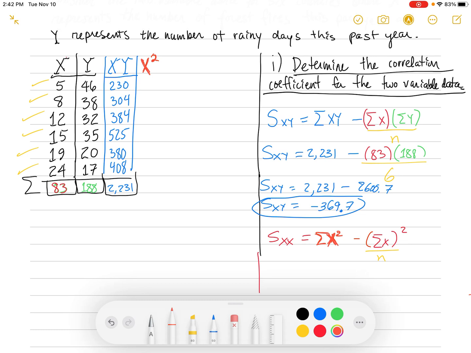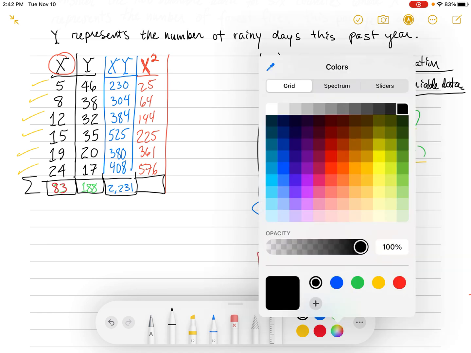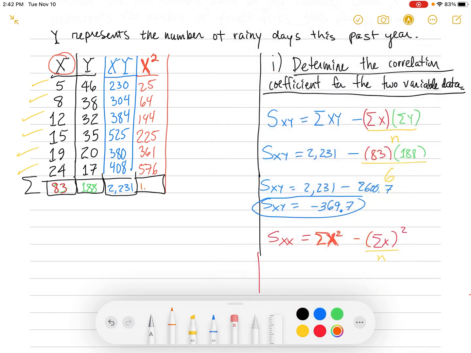We're going to square these. So 5 squared is 25, 8 squared is 64, 12 squared is 144, 15 squared is 225, 19 squared is 361, 24 squared is 576. So I'm going to add all these up, the x squareds, and I've already done that in advance. It's 1,395.